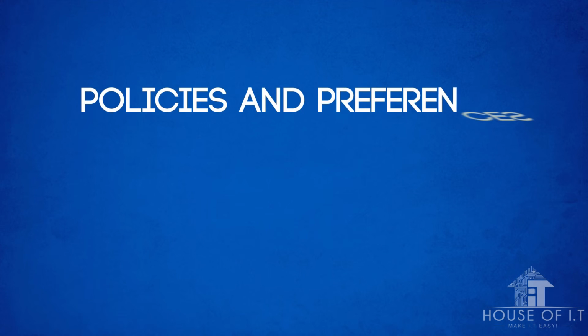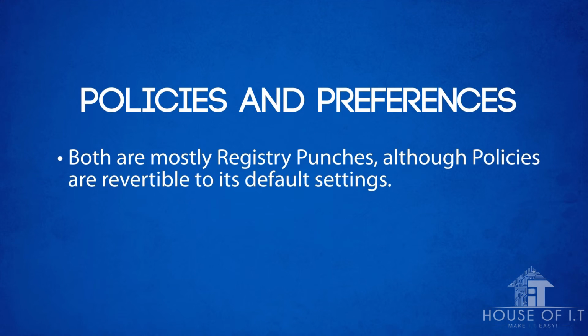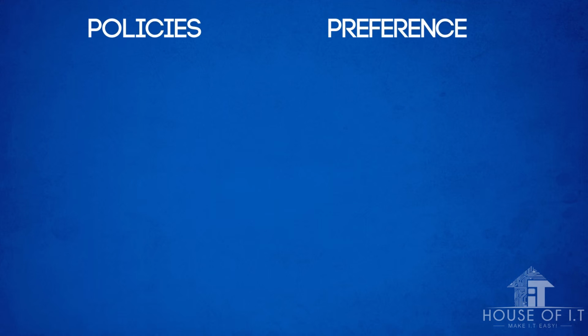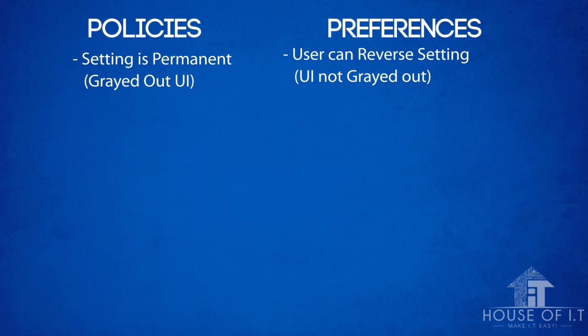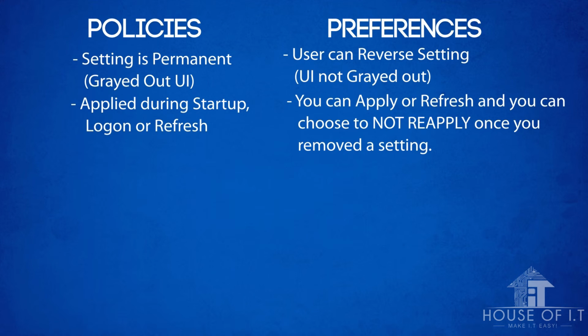Now let's talk about policies and preferences. And what are the differences and similarities between the two? Both are mostly registry punches, although policies are revertible to their default settings. Policy settings are permanent, while in preferences, the user can reverse the settings. Policies are applied during startup, log on, or refresh, while preferences, you can apply or refresh and you can choose to not reapply once you removed a setting.